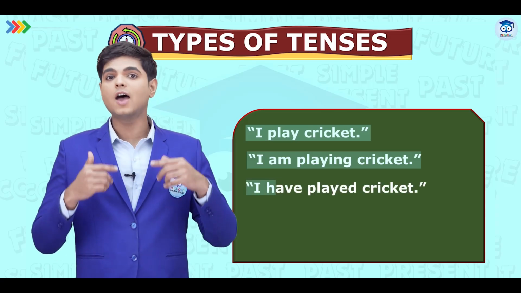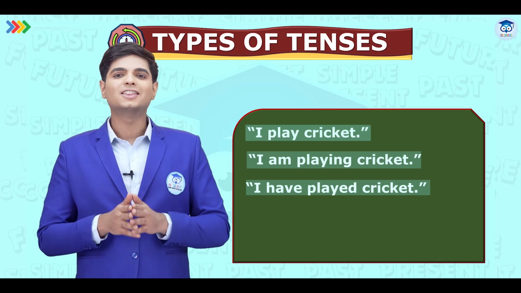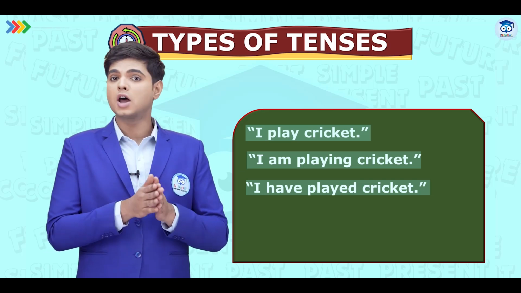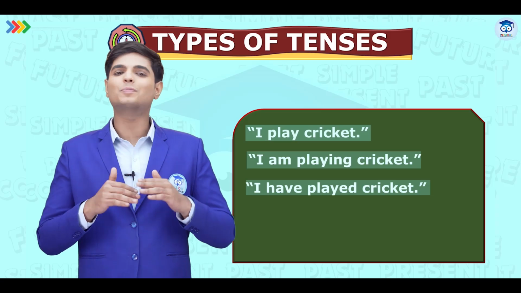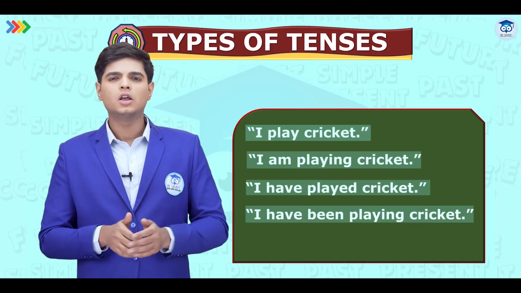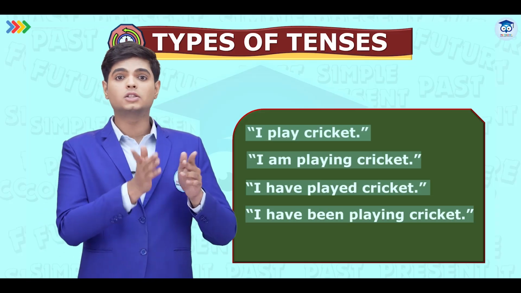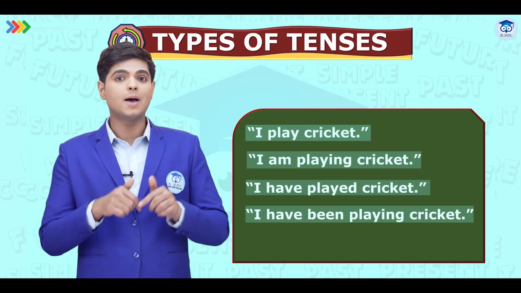After that, I have played cricket. This is the present perfect used for actions that happened at some point before now but still feel connected to the present. And finally, I have been playing cricket. This is the present perfect continuous used when the action started in the past and is still happening right now.